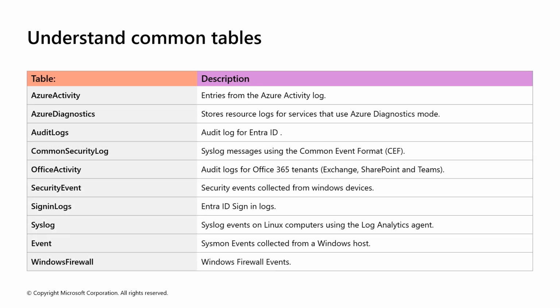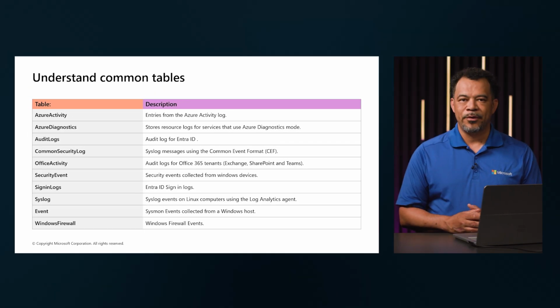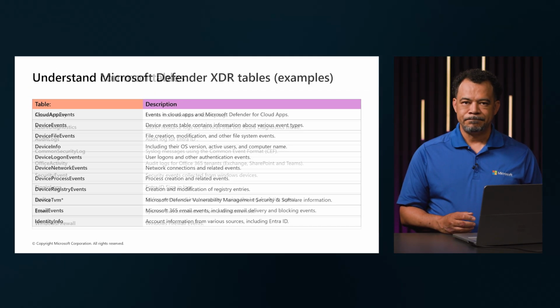This summary gives you a quick look at some of the most commonly used log tables in Microsoft Sentinel. Each table represents a different type of data source, like Azure Activity for Azure Platform events, audit logs for Entra ID activity, and security event for Windows security logs. You'll also find logs for Office 365, Linux systems via syslog, and even firewall events. Knowing what each table contains helps you target the right data when building queries or setting up alerts.